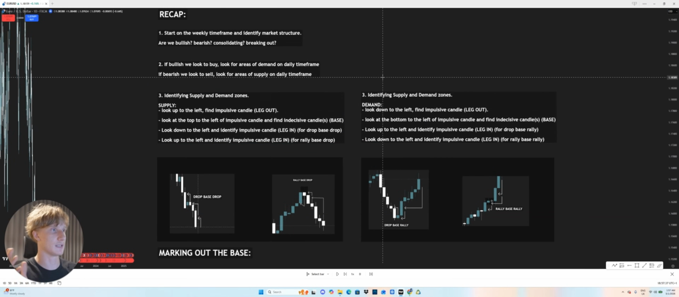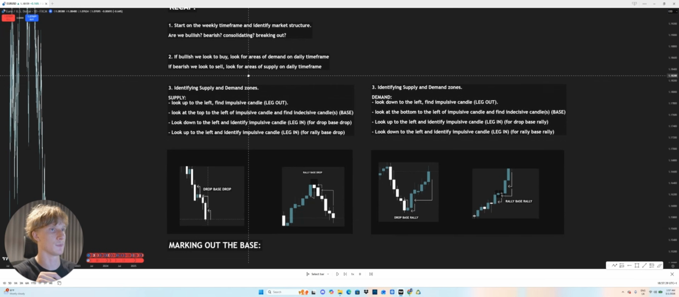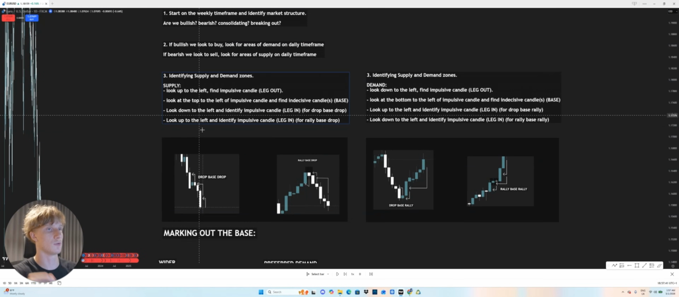As I said, both of them are the exact same steps, just ever so slightly different. So when we're looking for supply, we're going to look up to the left. We're going to find the impulsive candle, which is the leg out. It's always going to be the leg out that we identify. Now, at the top of that candle to the left, we're going to look for an indecisive candle or candles. It can be multiple, as we've discussed. That is the base. Remember, we're isolating the indecisive candles as the base. The leg out and the leg in are different.